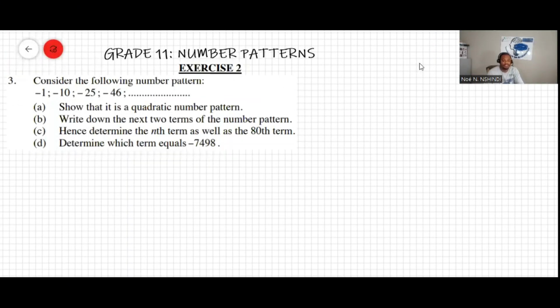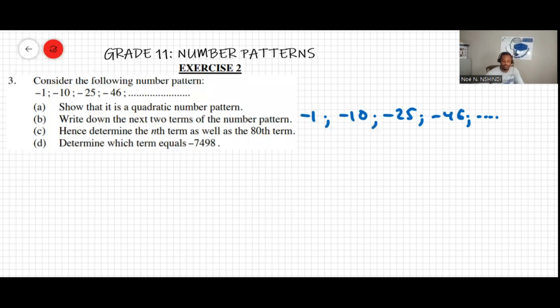Well, we have another question here, question 3, that says, consider the following number pattern. The number pattern is given as we see there, and it says show that it is a quadratic pattern. Obviously, this is a decreasing pattern. We need to prove that this decreasing pattern is a quadratic pattern. So the terms are -1, -10, -25, -46, and so on.